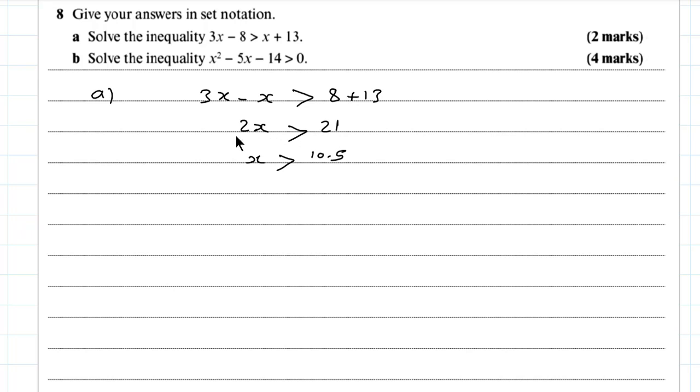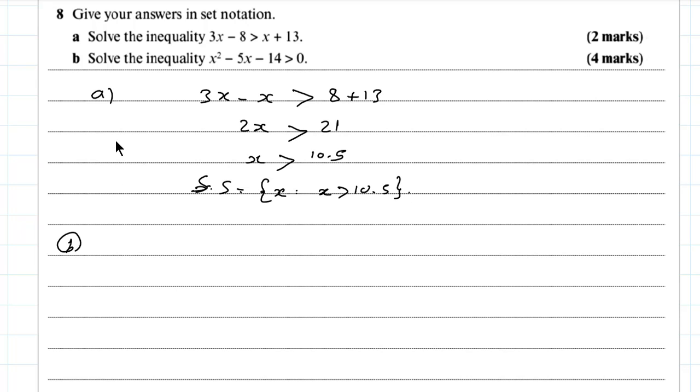Don't forget that when we divide by a negative, we should switch the sign of inequality. But since we divide by positive, we keep the inequality sign as it is. The question said in set notation, so we can write the solution set should be equal to the set of all x such that x is more than 10.5.